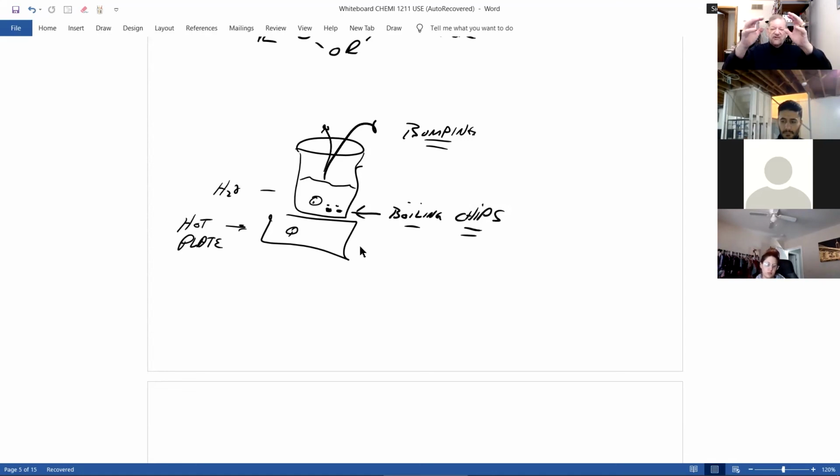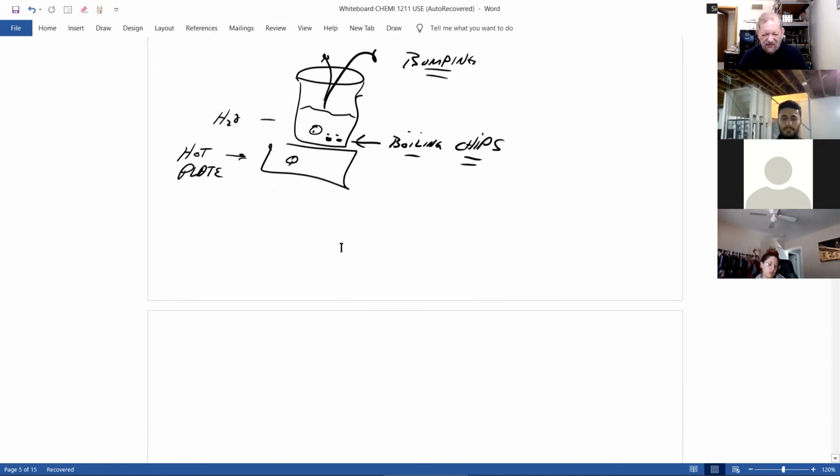And what happens is the gas that's formed when you heat a liquid can coalesce and form bubbles on the rough surfaces. In a metal pot, you've got those at the bottom. In glass, you don't. And therefore, it's always important to put boiling chips into the round bottom flask.